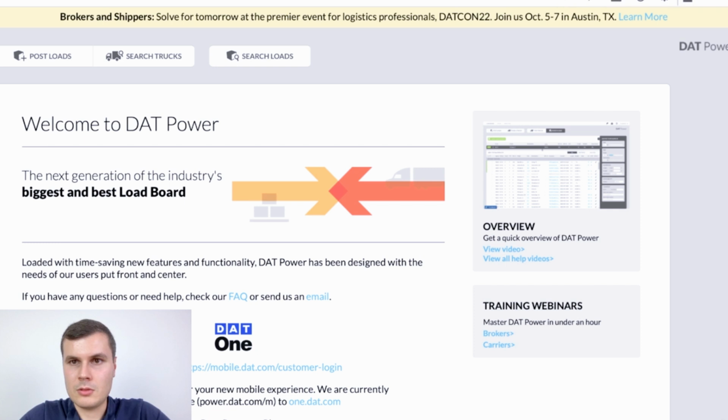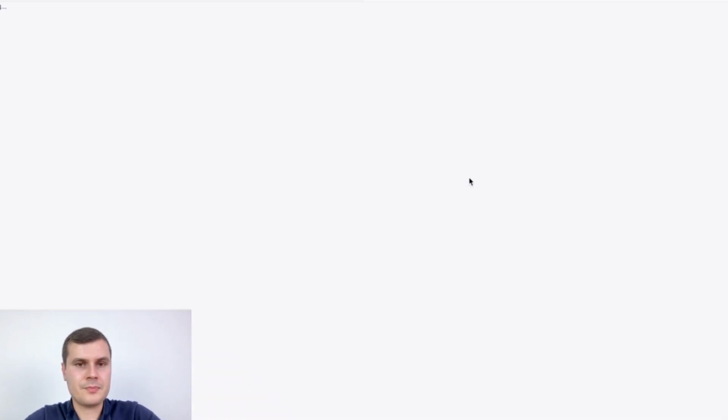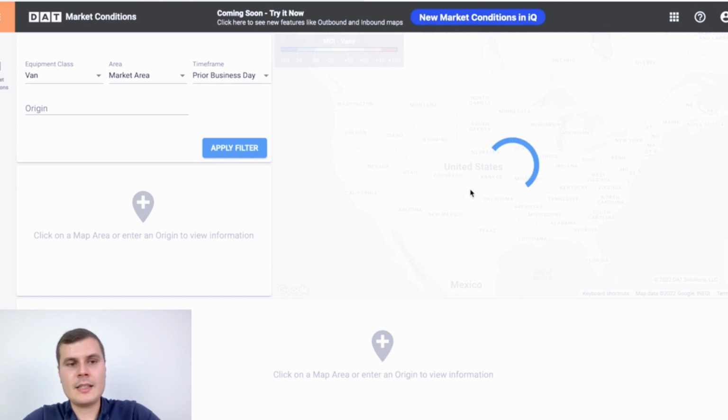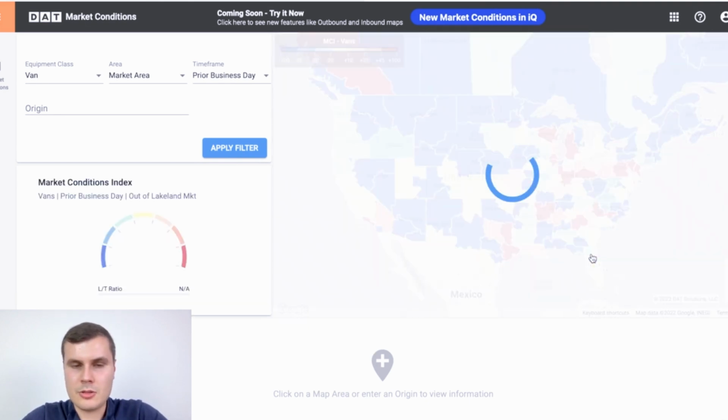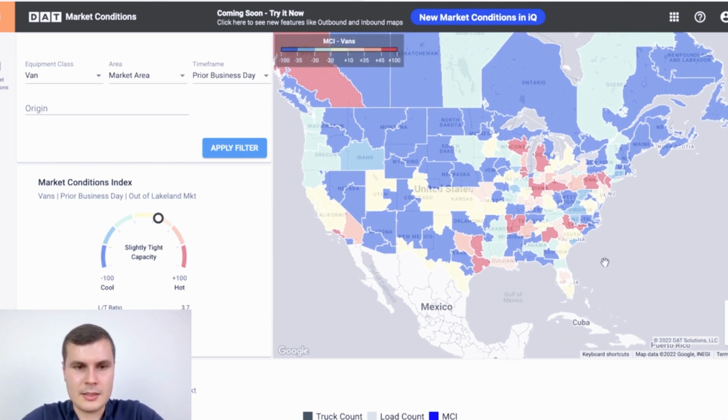Oops, my Mac will die soon. So the next one is market conditions. Let's click on this. And market condition index is pretty much just an index for a load to truck ratio.